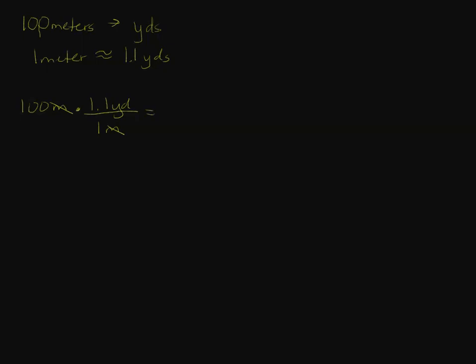Now, you've learned this. You don't have to work this out. You have 100 times a number, so that means we have 110 yards, because when multiplying by 100, you're moving the decimal 2 place values, because each place value is worth 10.